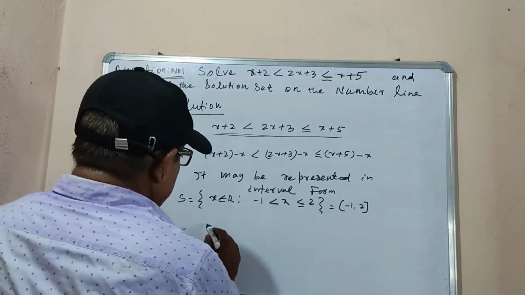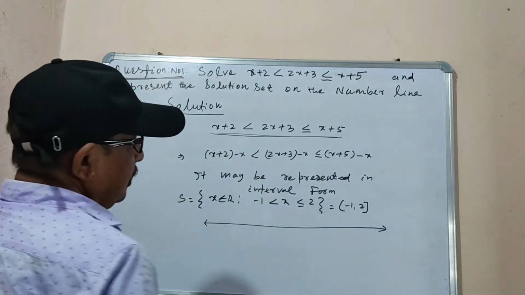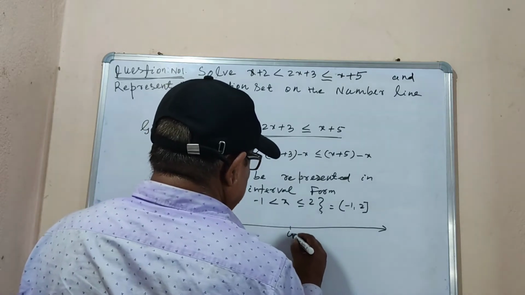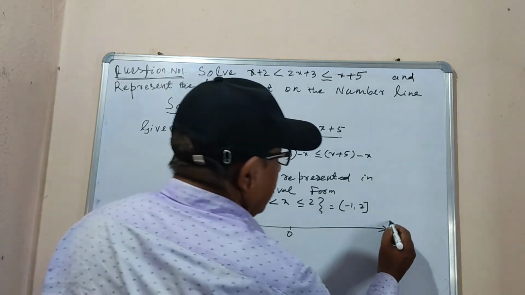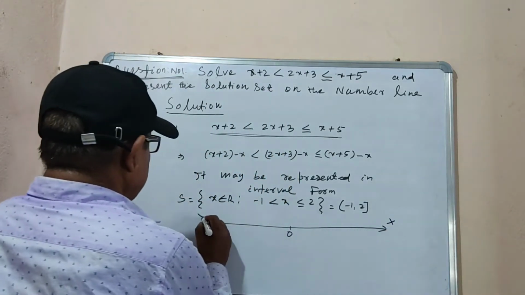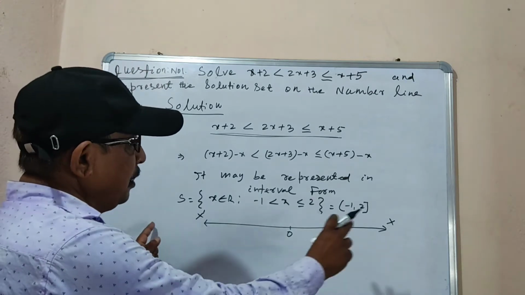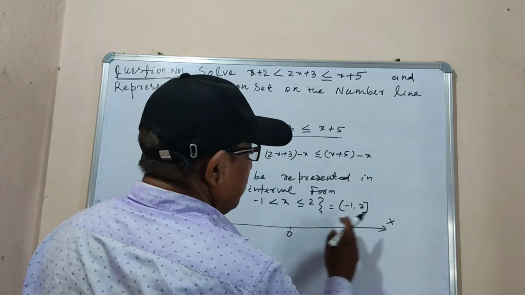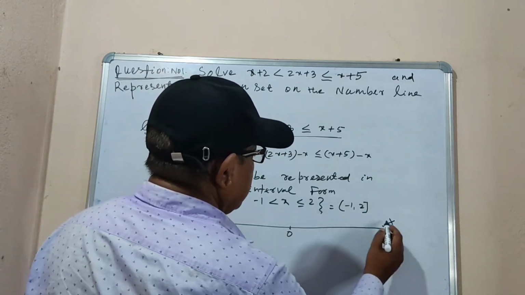First, you draw a ray, a straight line. Choose any point and mark it 0. Write x, x dash. This is a ray or number line. Left, right of the number line, that is OX, O to X.